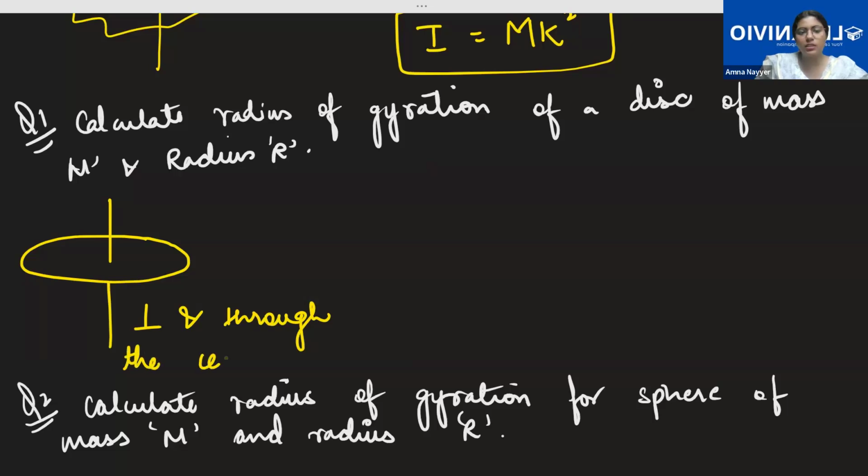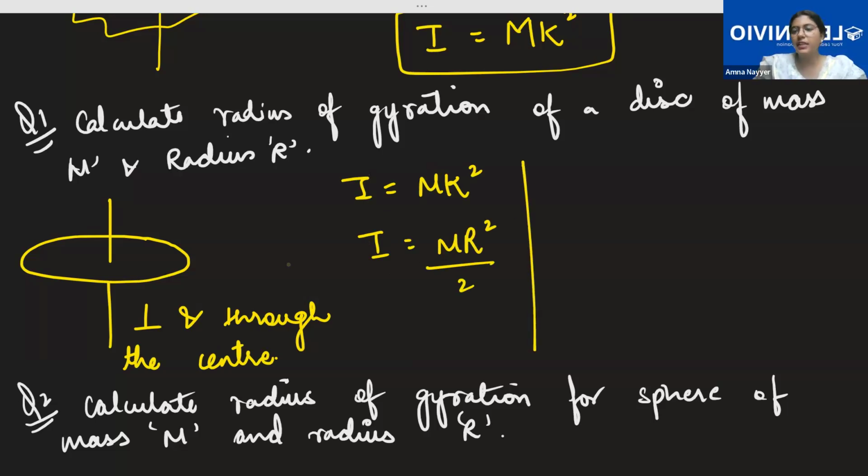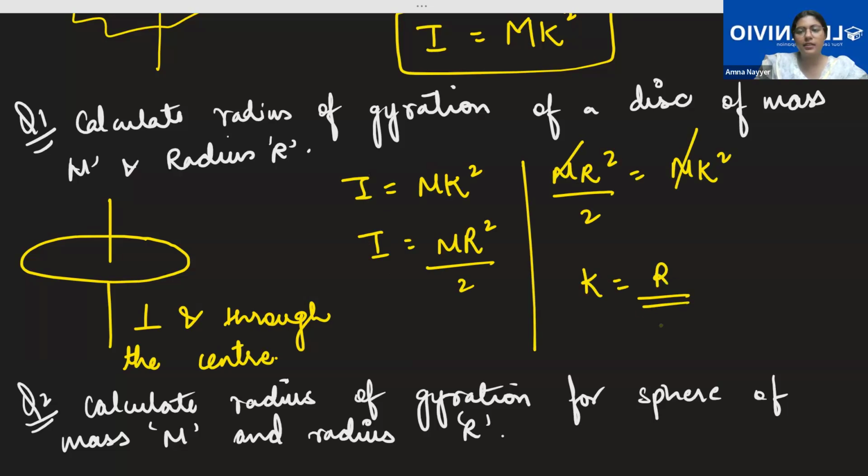Perpendicular and through the center. So the moment of inertia is mk², and the moment of inertia for a disk is mr²/2. That's why I said you need to remember these moments of inertia, otherwise you'll face trouble, because you cannot derive them every time in the exam. Now we equate mr²/2 equal to mk². Mass will be cancelled. k is equal to r by root 2.